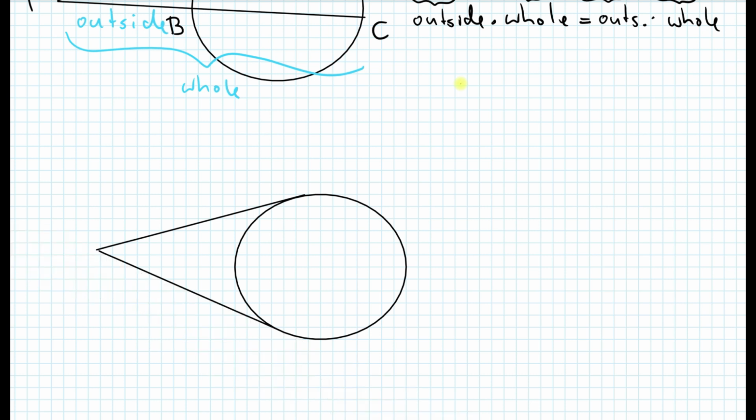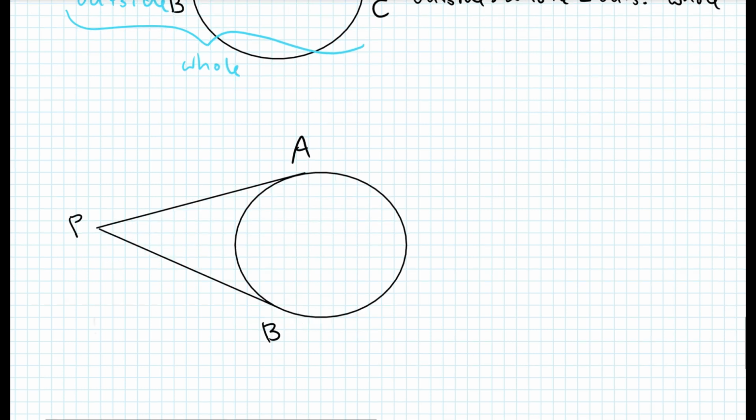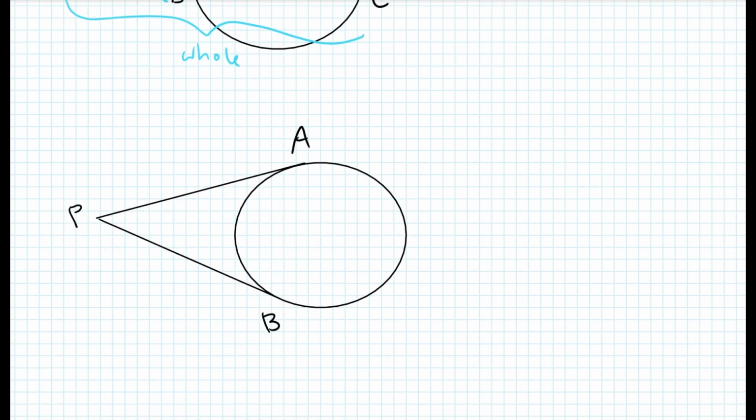All right, so this is P, this is A, and this is B. Why is it true that PA equals PB? How can we explain that with outside times whole equals outside times whole? Okay, so let's do this. Here we have the outside is PA, times the whole is also PA.